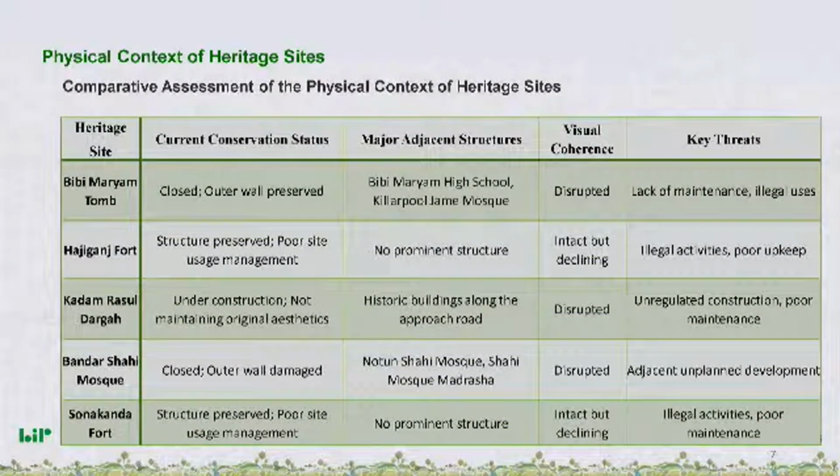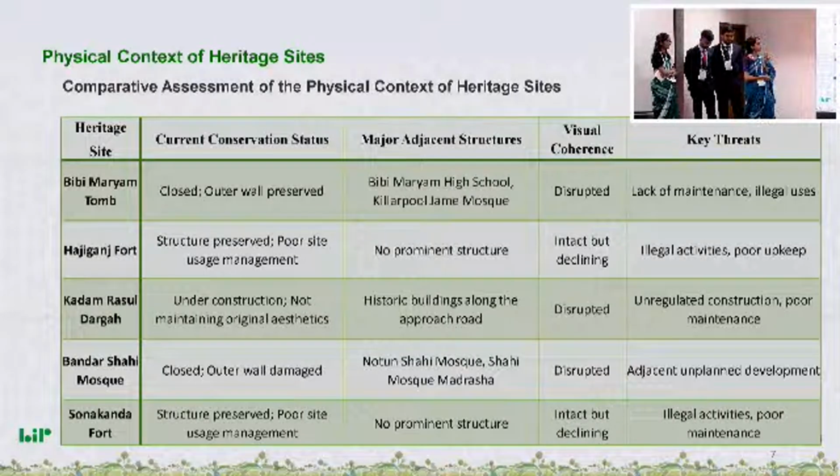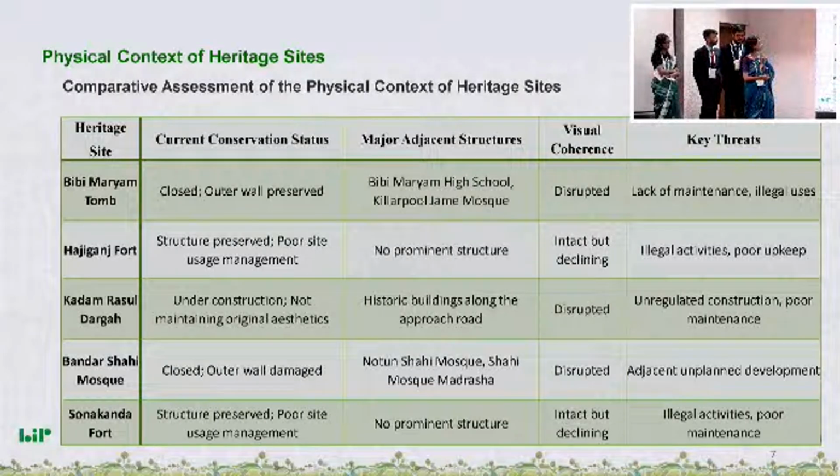Now we'll see the comparative assessment of the physical context of the heritage sites. Firstly, for Bibi Moriam Tomb, the current condition of the tomb is closed and the outer wall is preserved. There is a high school and a mosque adjacent to the structure. Lack of maintenance and illegal uses are the main threats to the site.